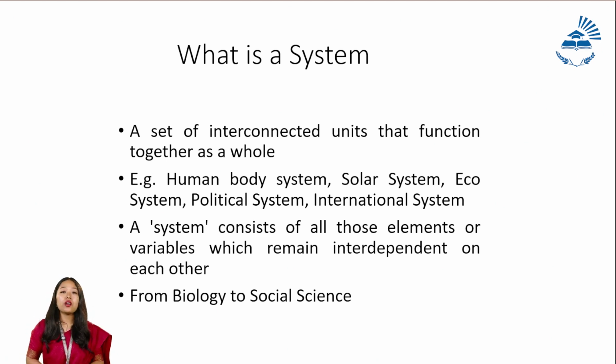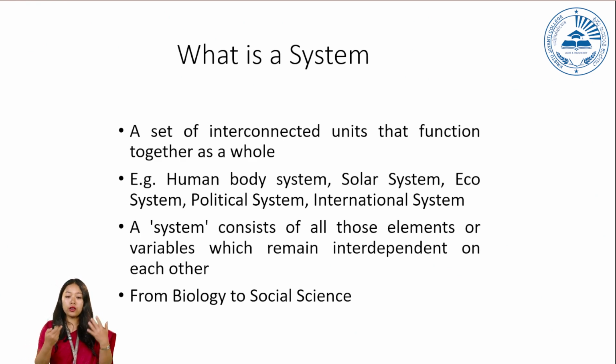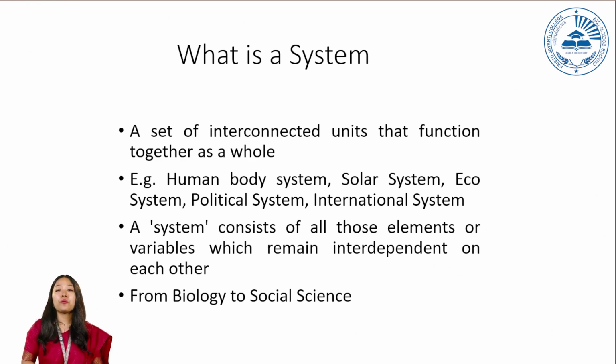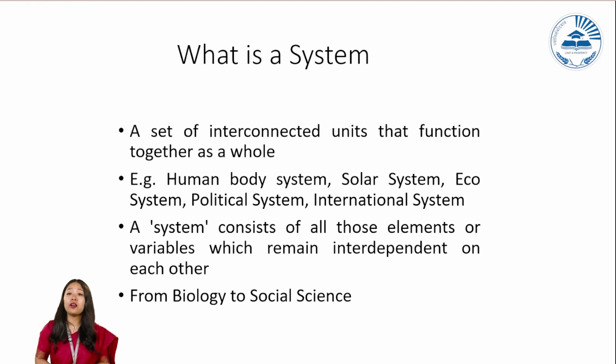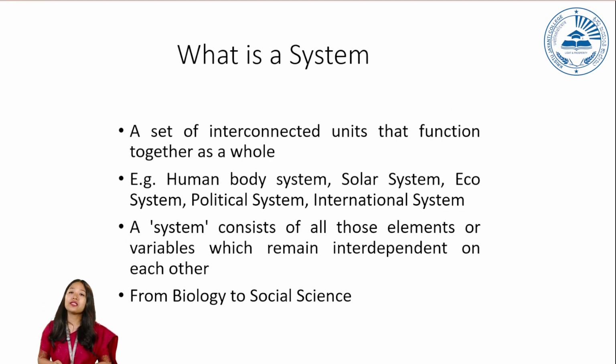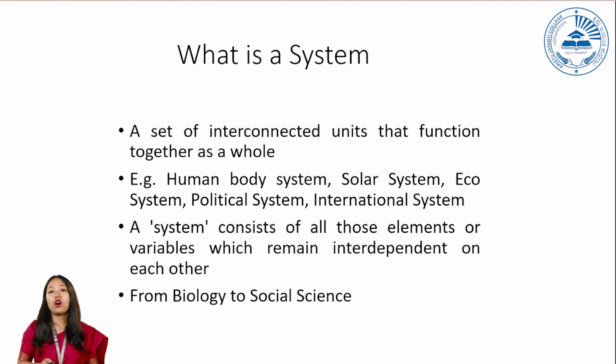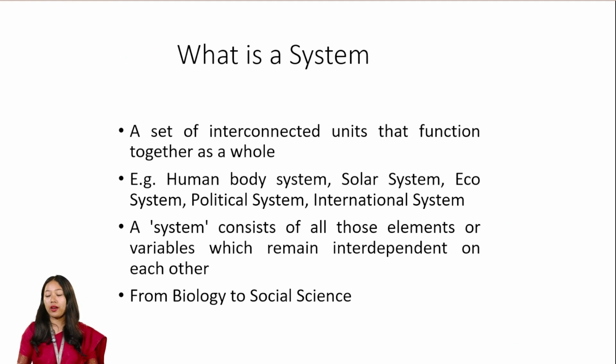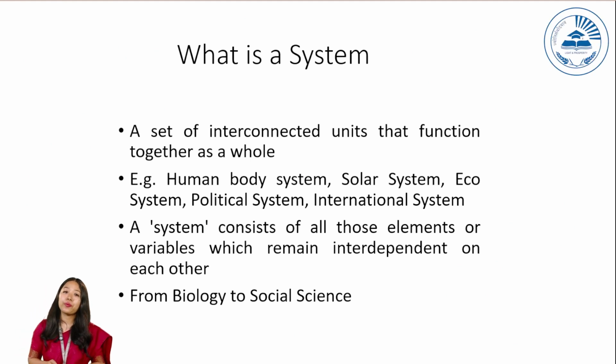For functioning of the human body, we have different parts or units working together to make the entire system run. For example, we have the heart, intestine, brain, limbs, etc. All these work together to make the human body system function. So a system consists of all those elements or variables which remain interdependent on each other. The system approach has been taken from the biological sciences to social sciences.